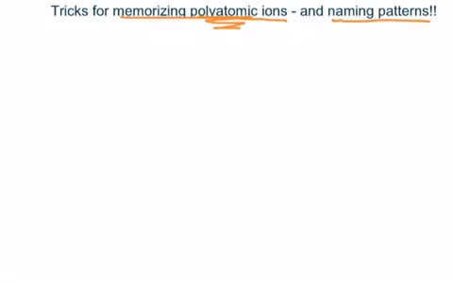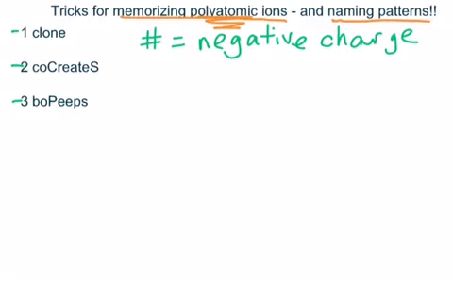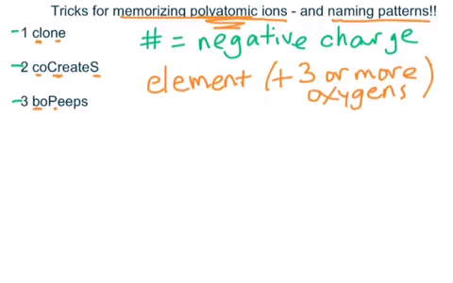So my words are 1 clone, 2 co-creates, 3 Bo Peeps. Alright, what in the world does that mean? Well, the numbers are going to tell me the charge on the ion. And then the words have some element symbols in them: Cl for chlorine, N for nitrogen, C for carbon, capital Cr there for chromium, capital S for sulfur, B for boron, and P for phosphorus. So we can find in the naming clue there the element we're going to use, and for each of those we're always going to have 3 or more oxygens. So let's check out what those end up looking like.